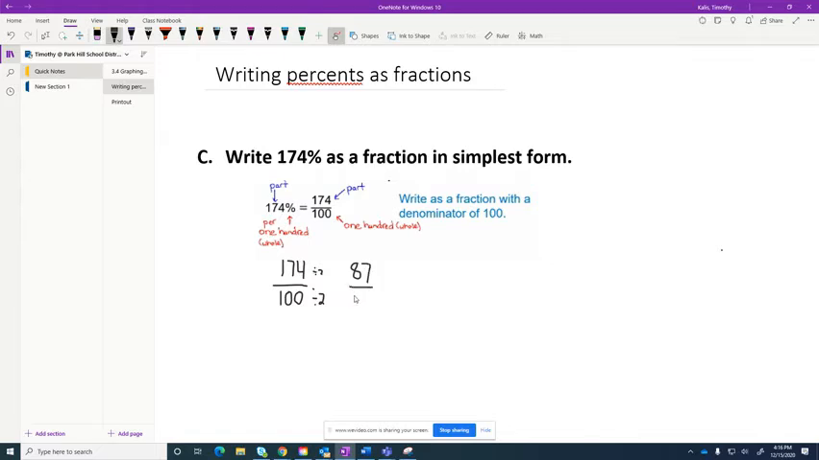Now, we don't want to leave this fraction, if at all possible, as an improper fraction. So we're going to turn it back into a mixed number. 50 goes into 87 one whole time with a remainder of 37. So it is 1 37/50. Therefore, 174% equals 1 37/50 as a fraction.